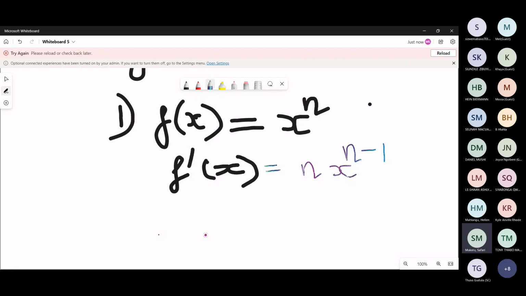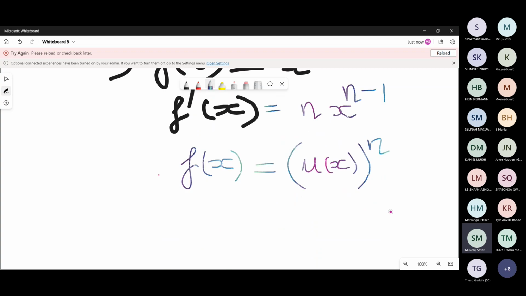Assume we have a function of the form. Let me take now a general function which also has the form of a power. Let me take, for instance, u of x. u is another function of x, and take u of x at the power n, right? Who can guess how we can find the derivative of f?